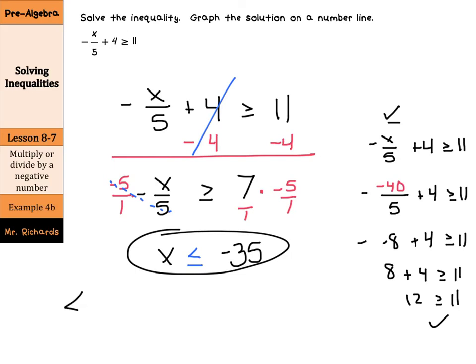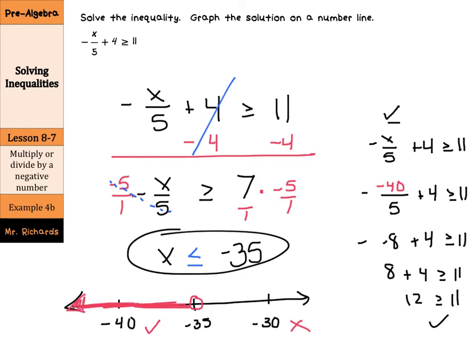To graph the solution on a number line to finish this up, we'll have negative 35, a number smaller, negative 40, a number larger, negative 30. We'll start with the circle at negative 35 and test. Negative 40 is less than or equal to negative 35. Negative 30 is not. So we're going to shade towards the negative 40. And when it comes to filling the circle or not, is negative 35 less than or equal to negative 35? Of course it is. And that is our solution.